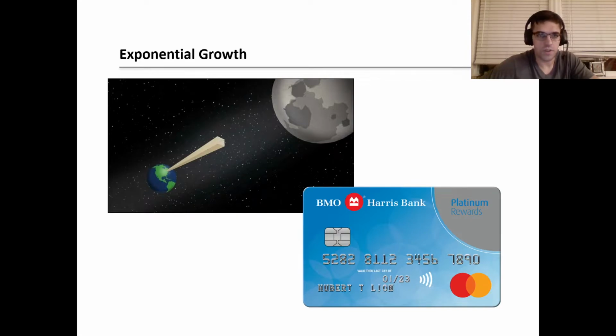Another example of exponential growth would be the interest due on a credit card. A credit card might have 20% interest if you're late for a monthly payment, and if you miss a due date, then they charge you 20% of whatever you owe them.